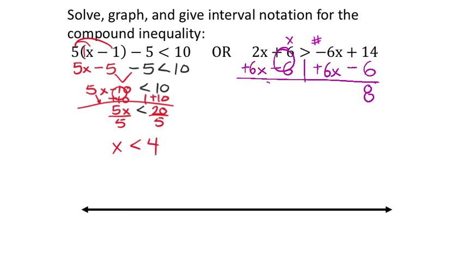2 x's plus 6 x's, 8 x's. Oh, this is going to set up very nice again. Coefficient is positive, so I'll divide both sides by that coefficient, 8. And it makes it a little bit smaller. X is now greater than 1. So here's my statement. X is less than 4, or x is greater than 1.